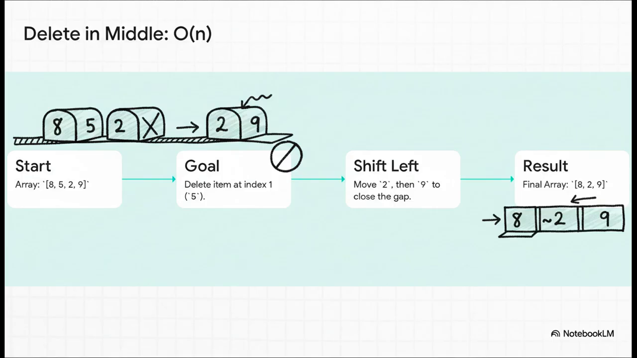And guess what? It's the exact same story for deletion. To get rid of the number 5, we can't just leave an empty hole in our perfect line of mailboxes. That's illegal. So we have to take everything that came after it and pull it one step to the left to close that gap. Once again, the amount of work depends entirely on how many items we had to shuffle. It's another O(n) operation.